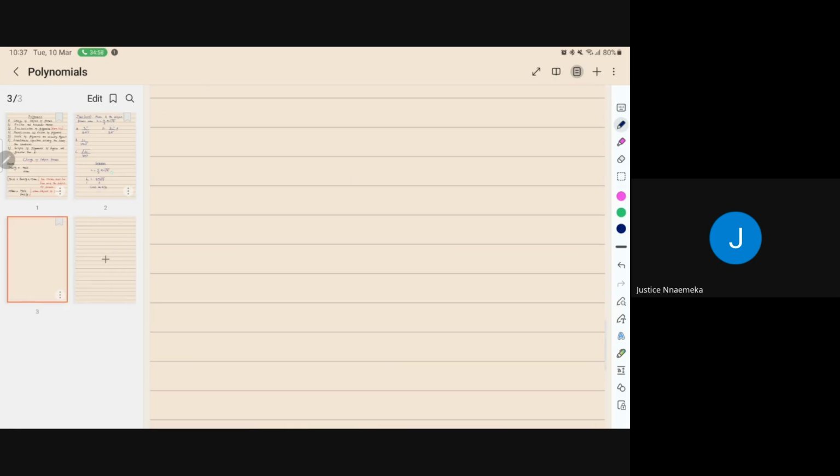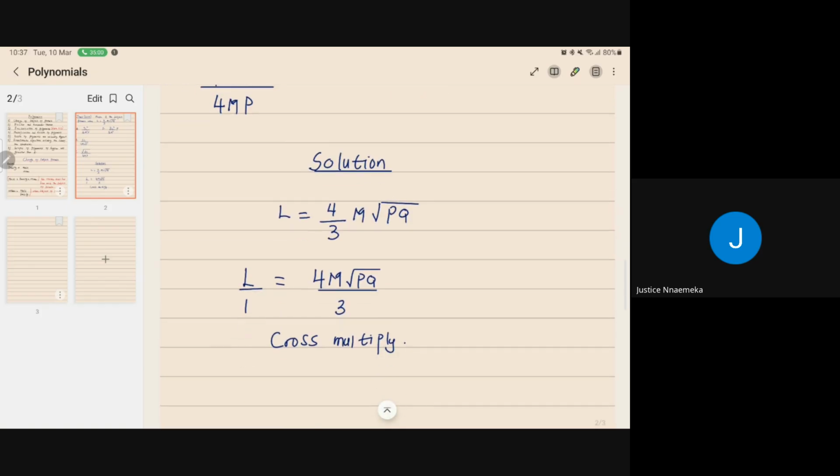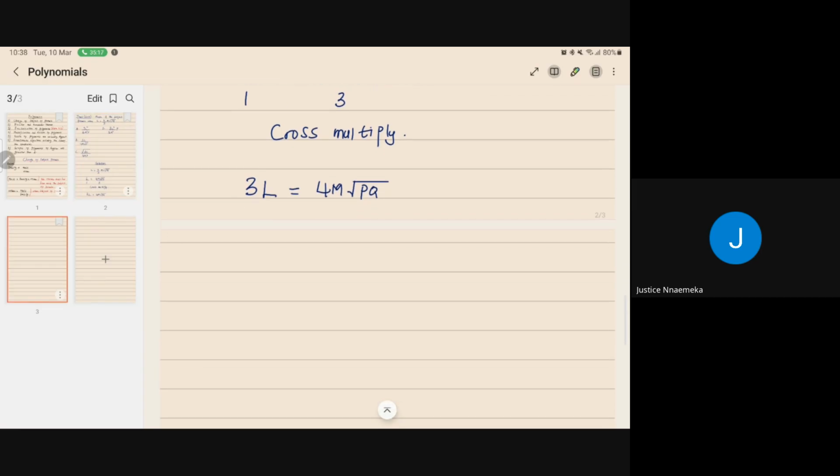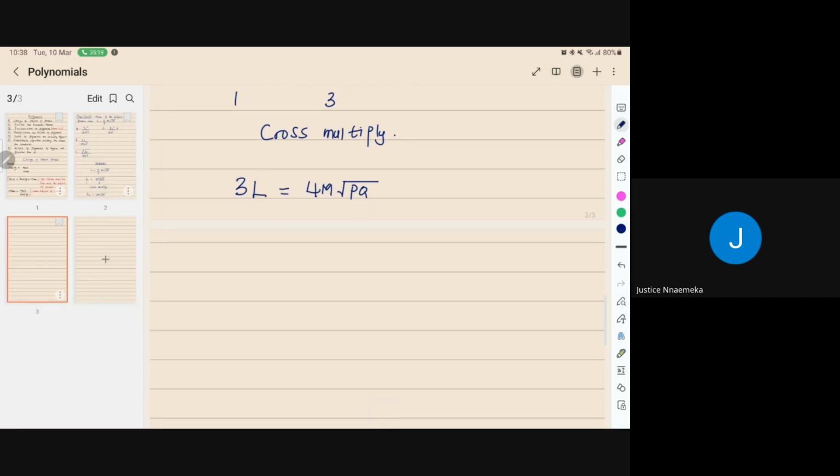So if I cross multiply, I'm going to have that 3L is equal to 4M square root of PQ. Remember my goal: I want to isolate Q. I want Q to be alone. So the next thing I'm going to do is divide both sides by the coefficient of 4M, so that I can have only square root of PQ on the right hand side.